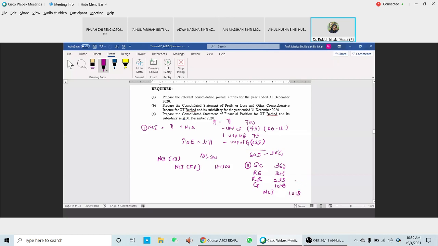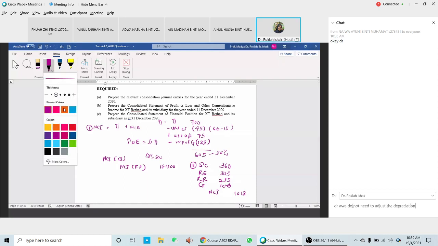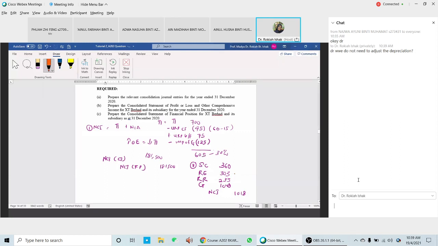So the share capital that you have here is 1.2 times 30 million. Okay, RE, the amount that we have here is 303. Where do we get that? Any of you? Where does this figure 303 come from? We need to do an adjustment for depreciation.